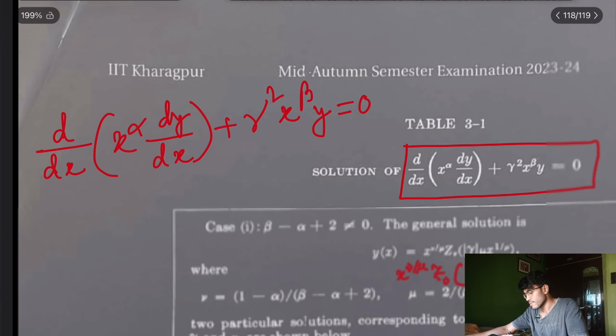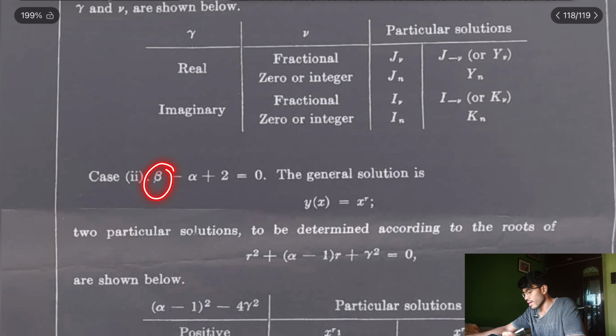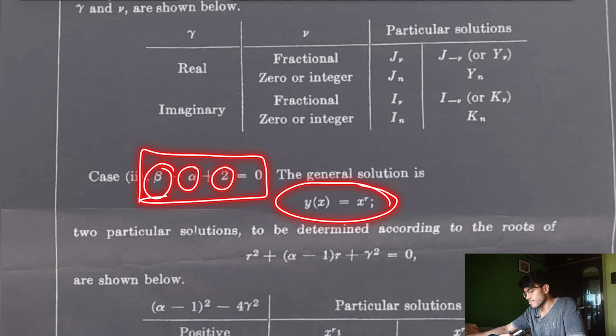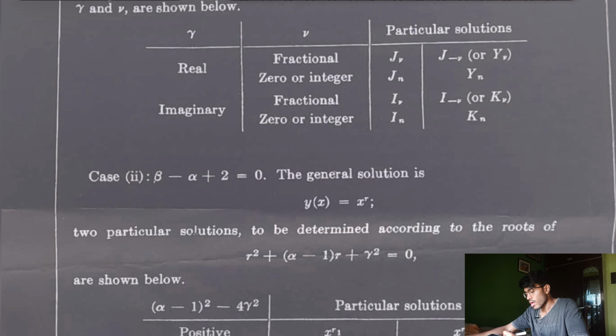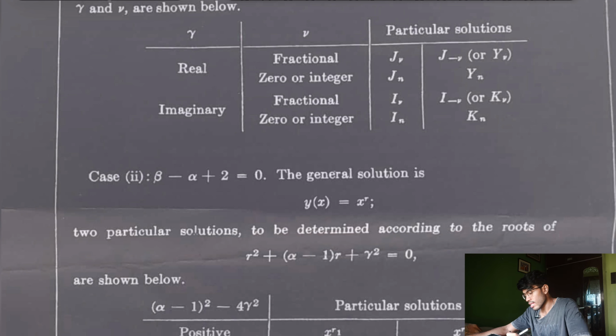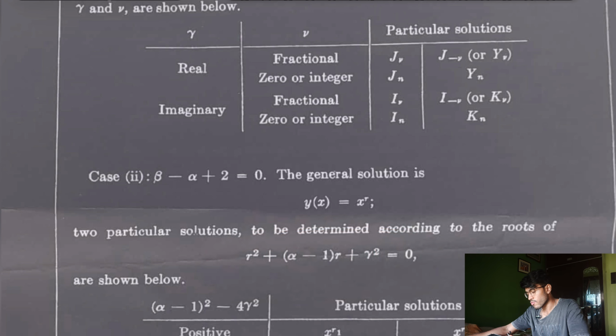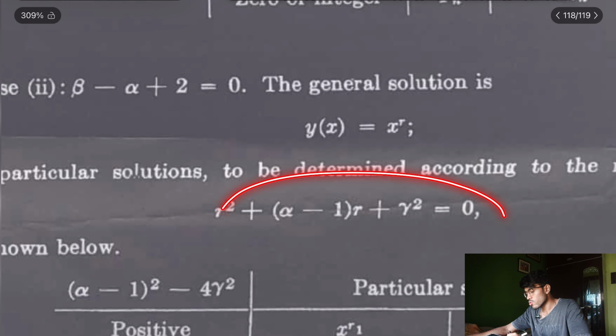Similarly, if you get beta minus alpha plus 2 equal to 0, then the solution is very simple, it is given by this. Now two particular solutions are to be determined according to the roots of this equation, r square. So here r is the variable, you know alpha, you know gamma, so you can find the root of this equation, right?